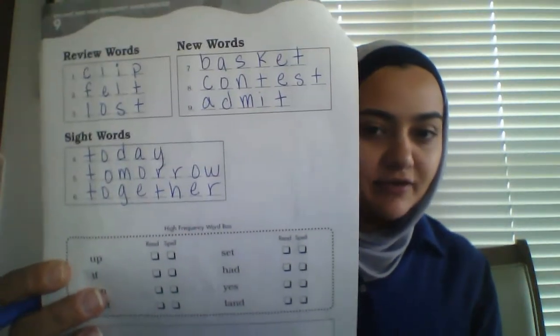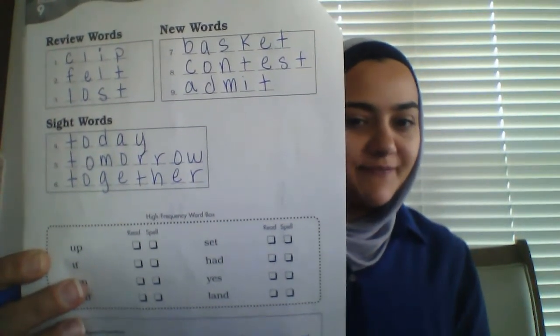Number 8, I want you to write the word contest. Contest. All right, let's spell it together. C-O-N-T-E-S-T. Contest. Number 9, I want us to write the word admit. Admit. Please admit that you ate the last piece of pie. Admit. Okay, let's write the word. A-D-M-I-T. Very good. Your paper should look like this. If it doesn't look like this, you can pause the video and make sure it does look like this by writing it down.